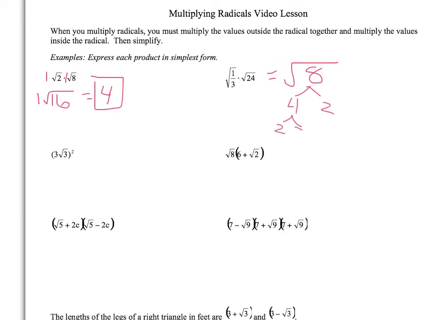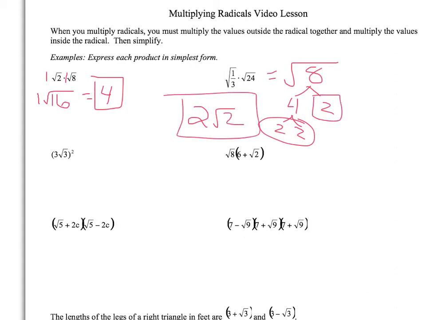And then 4 breaks down to 2 and 2. Circle up your pairs, so you have a pair of 2's that can go on the outside. Radical, and you have a 2 left over. So 2 radical 2 is your final answer there.